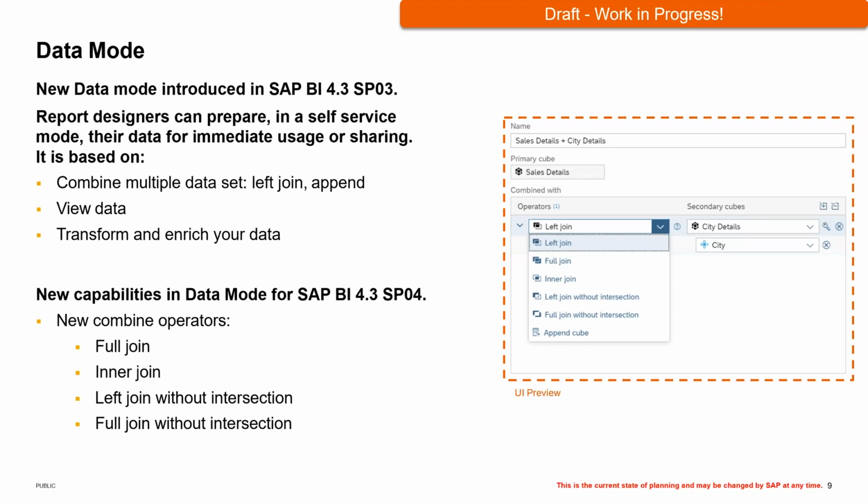And so what you'll see in Service Pack 4 is the ability to have some new combination of operators so that it really is more like full data mode. So we'll have a full join, inner join, left join without intersection, and right join without intersection as well. All things kind of missing from the Service Pack 3 release, but great to have it now, a fully more robust data modeling capability there in data mode.